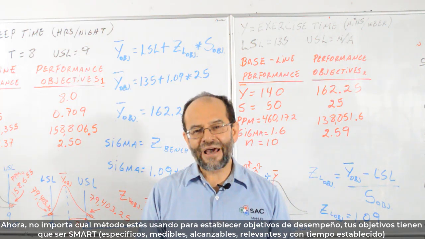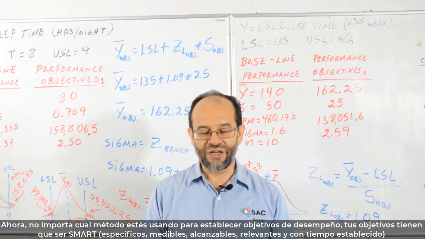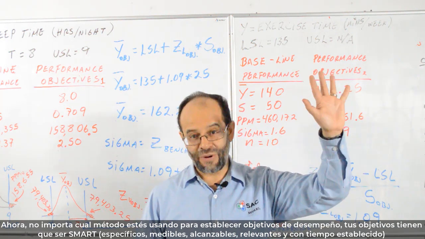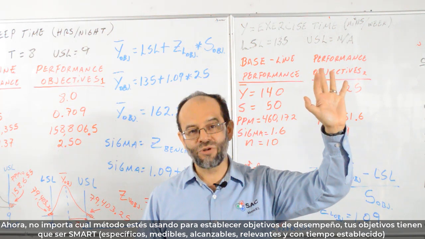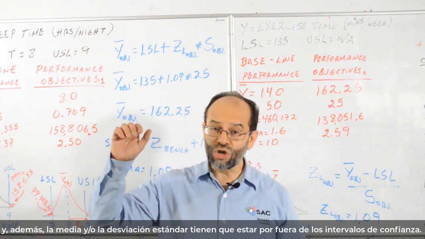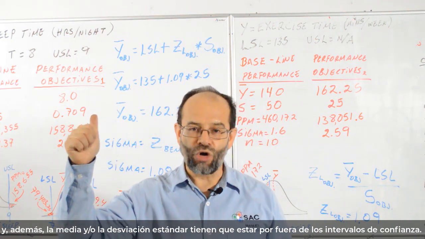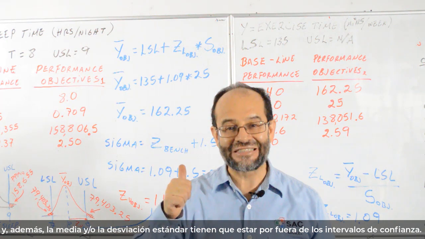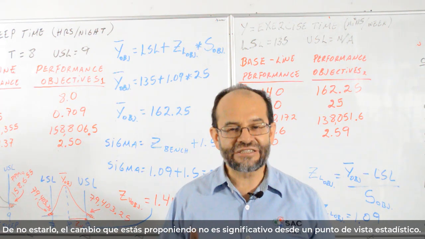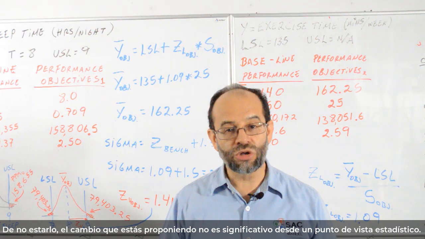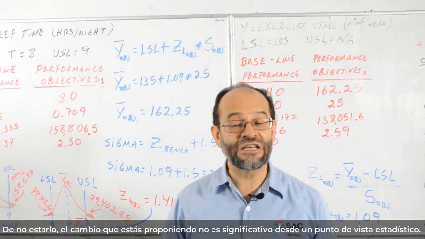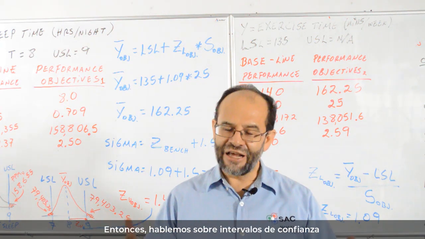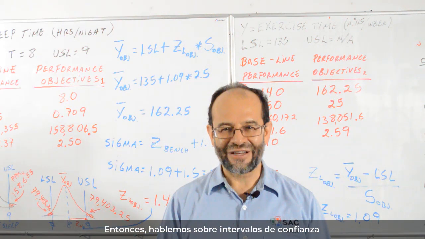Now, it doesn't matter what method you are using to establish performance objectives. Your objectives have to be SMART: specific, measurable, attainable, relevant, time-bounded, but also the mean and or the standard deviation has to be outside confidence intervals. Otherwise, the change that you are looking for is not significant from a statistical point of view. Then let's talk about confidence intervals.